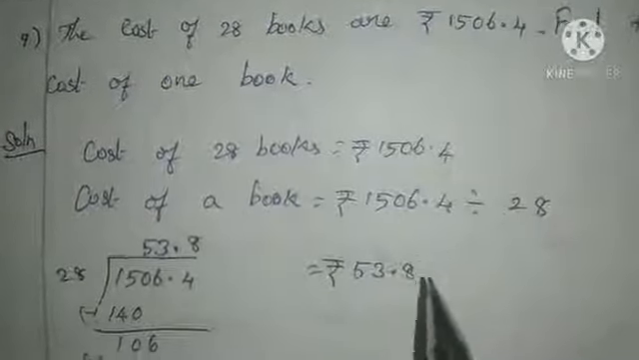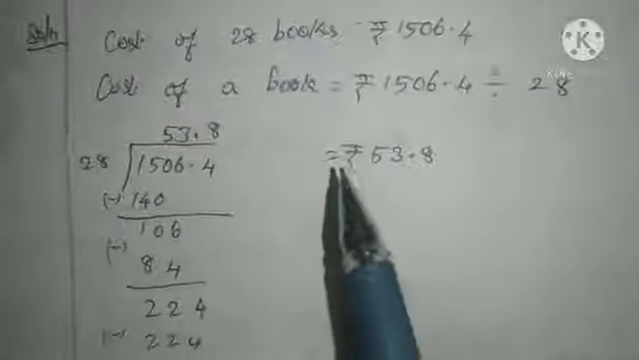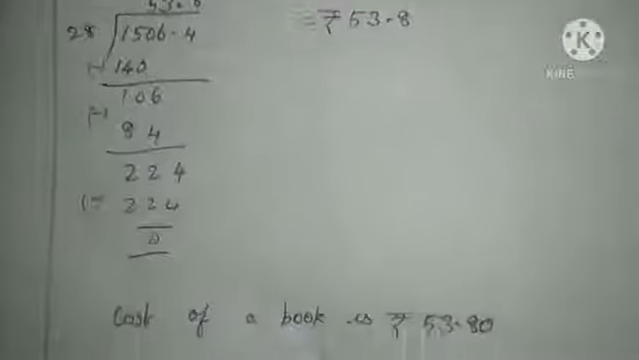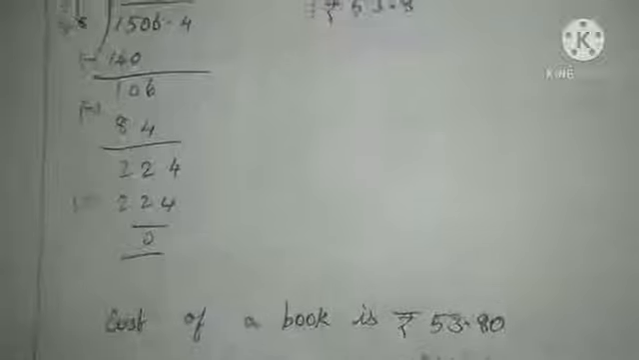When we divide this number, we get the amount as 53.8. Therefore, the cost of a book is rupees 53 rupees 80 paise.